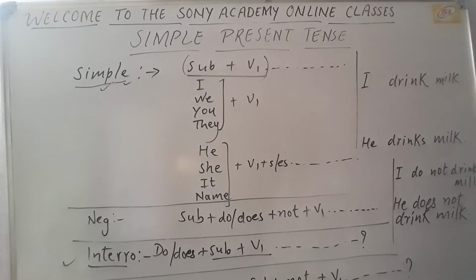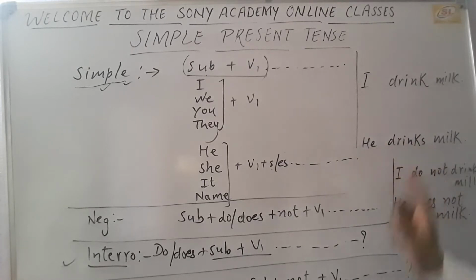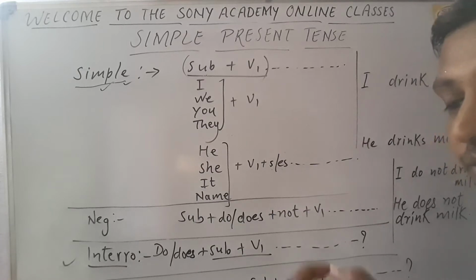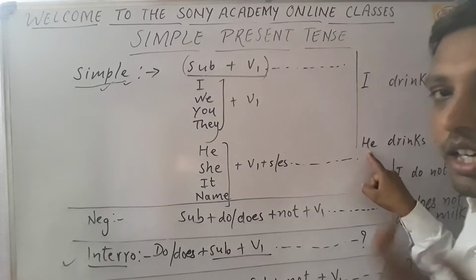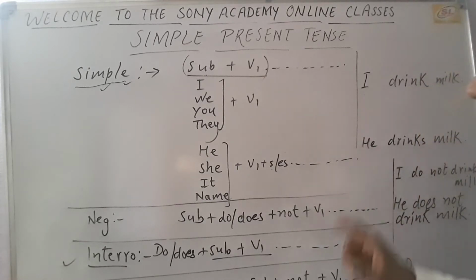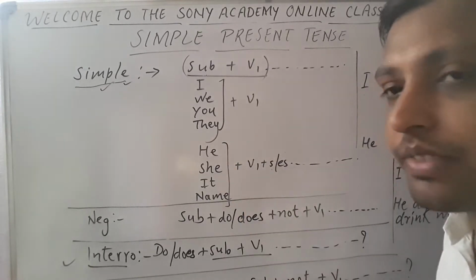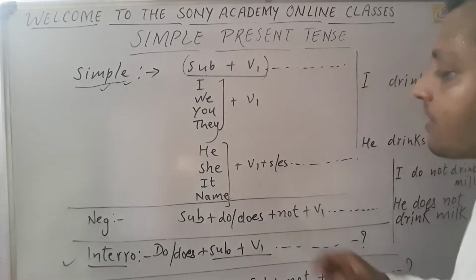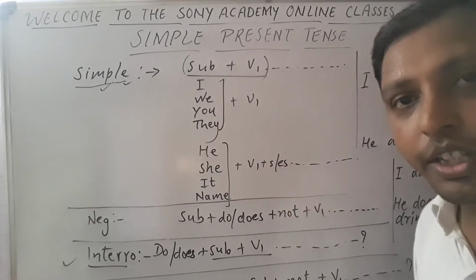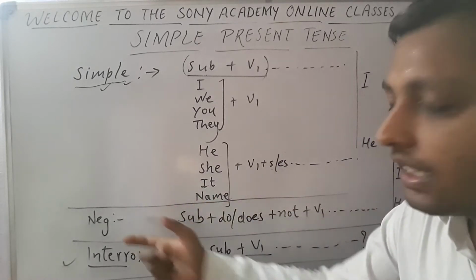And if you make the subject of this sentence he, you say he drinks, you cannot say he drink. The verb drink must take s because the subject is third person singular. So my dear friends, the conclusion is that with the subjects he, she, it, and name, which are the third person singular subjects, the verb must take s or es. Okay? Final. Let us talk about the negative sentence.